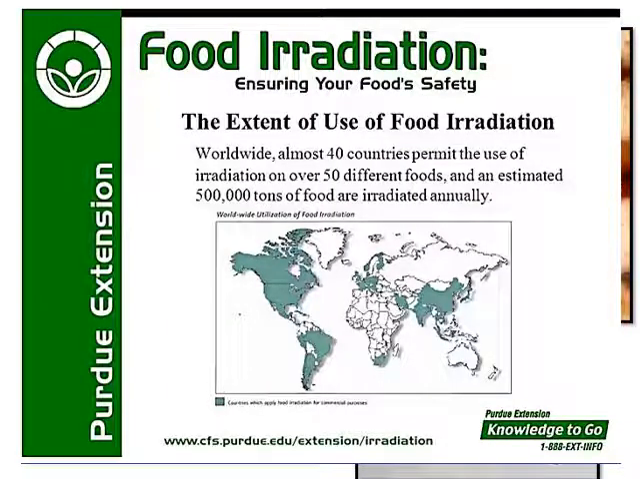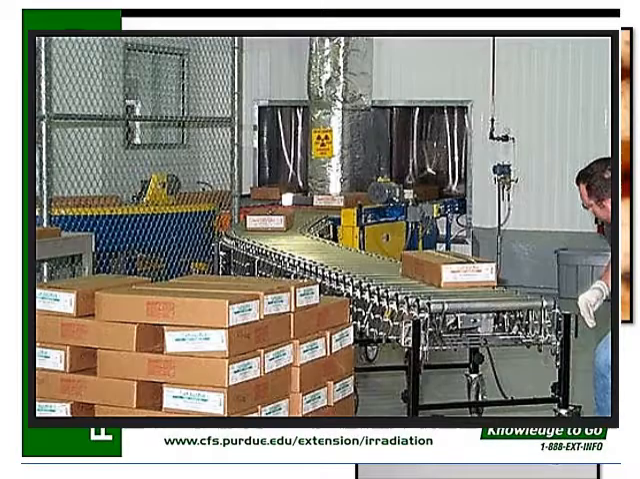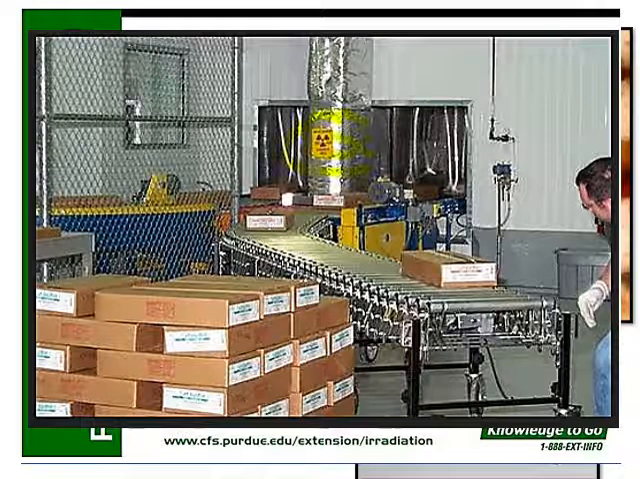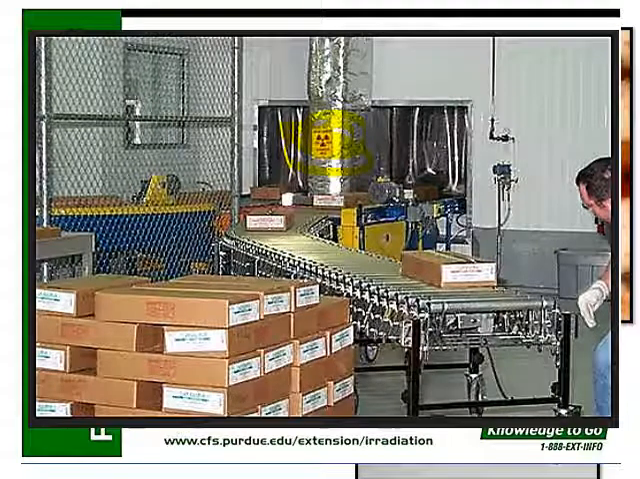This is a map of all the countries in the world that allow cold pasteurization or irradiation. You can see Canada is one of them, obviously. This is the process of cold pasteurization. So this guy is putting these food parcels onto this conveyor belt, and you can see the radiation symbol in the middle here. So beyond that curtain, as soon as the food goes in, gets over onto the other side of that curtain, it's exposed to an X-ray machine basically that irradiates the food.